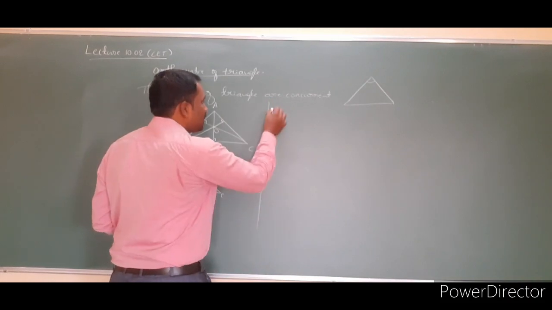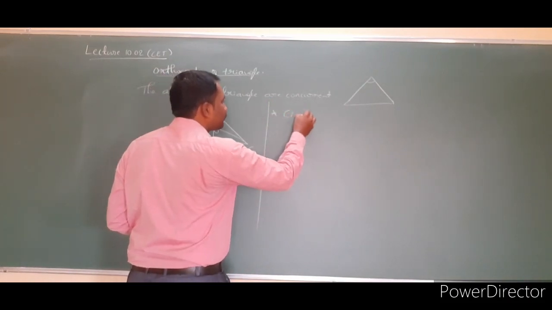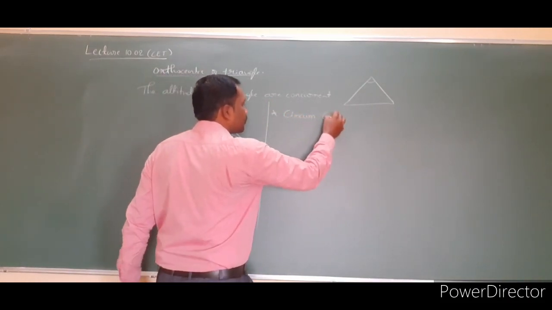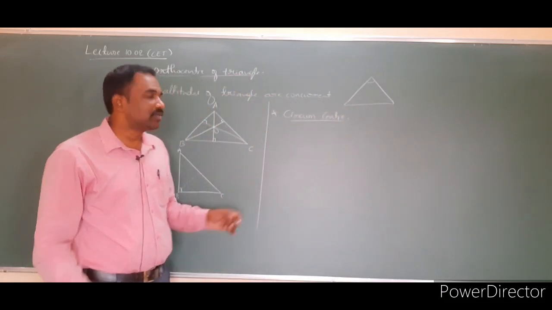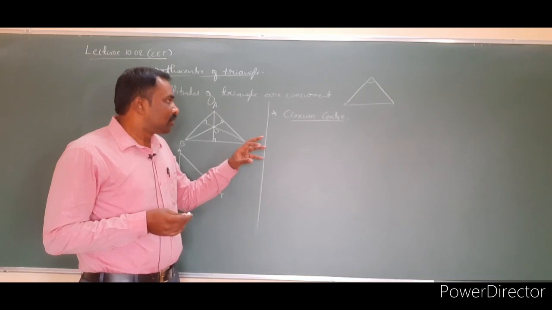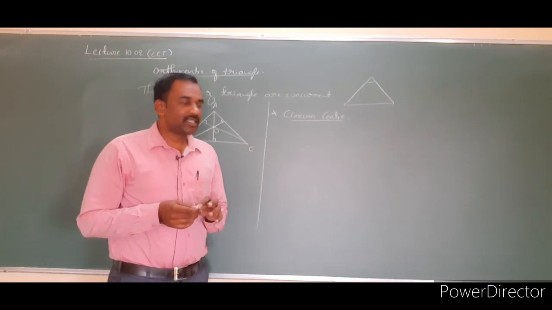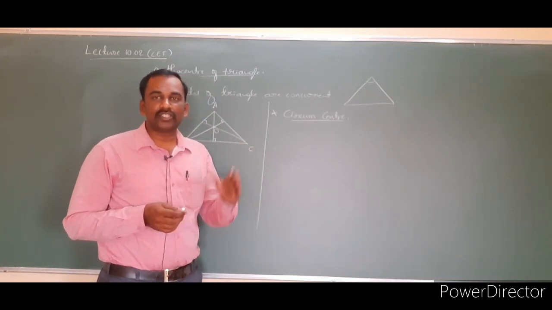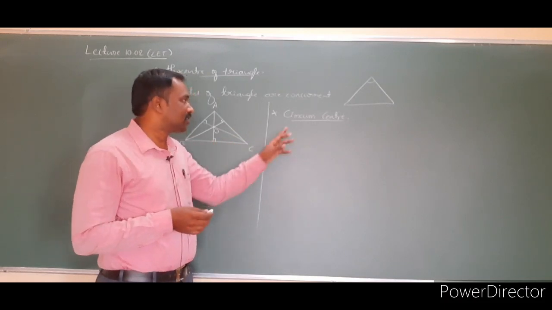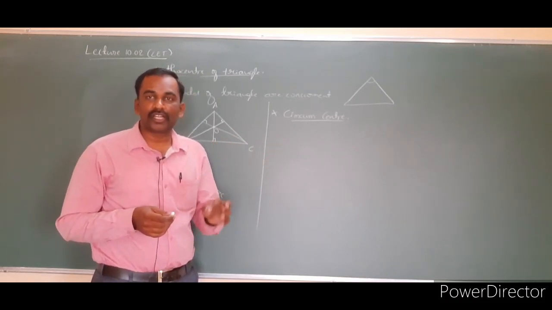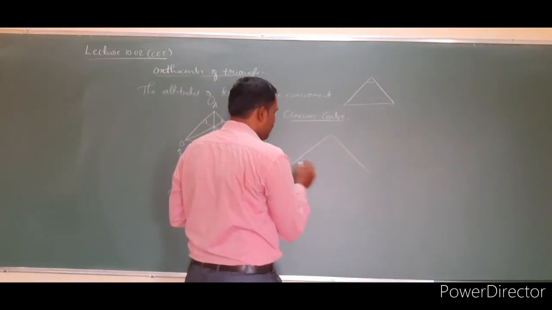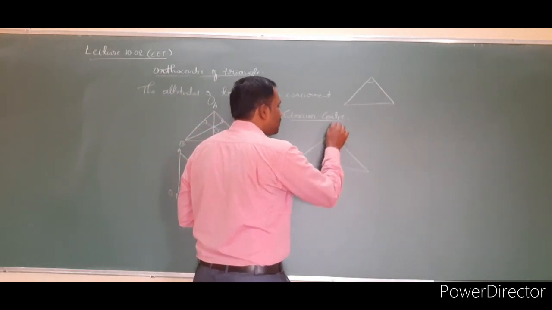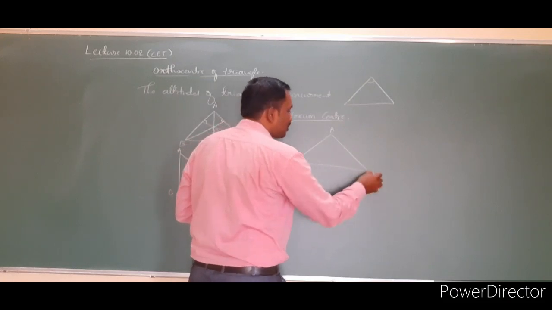Then the next one is the circumcenter. Now, what is the circumcenter? The point of intersection of the perpendicular bisectors. The circumcenter is nothing but the point of intersection of the perpendicular bisectors. Suppose the triangle ABC is that. This is the triangle ABC.